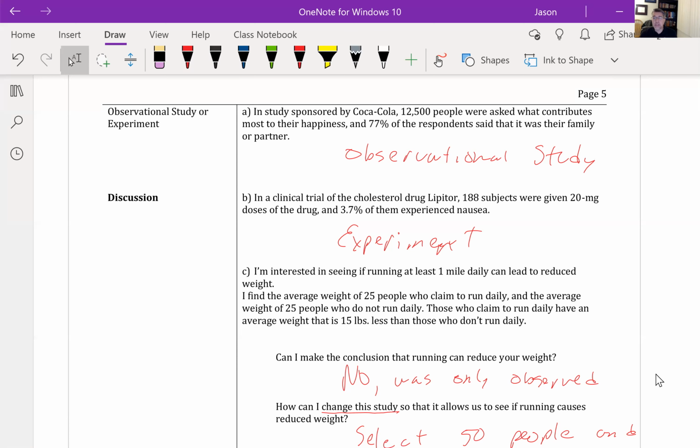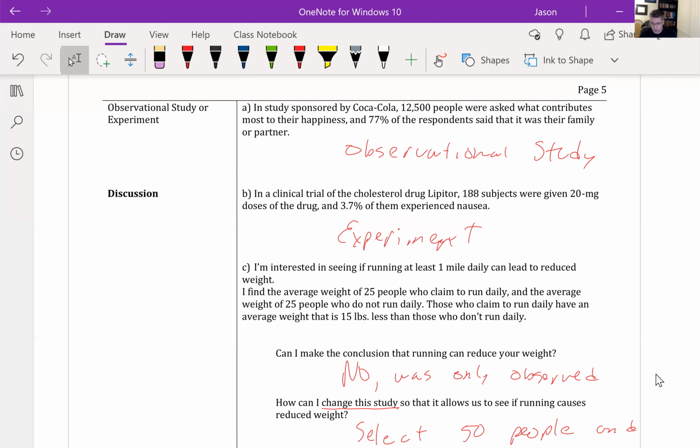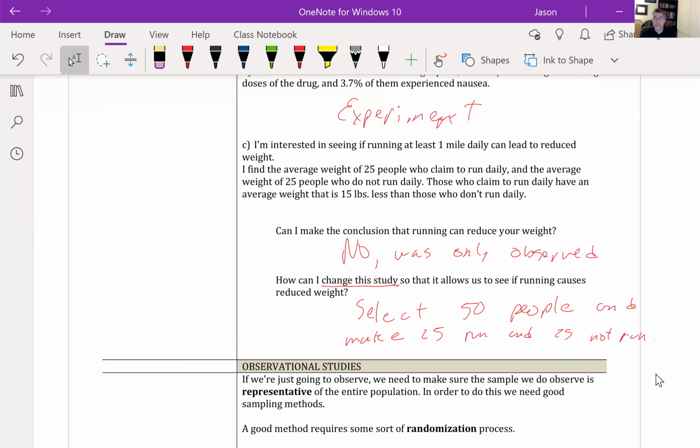How could I change the study to an experiment? I would select 50 people and make 25 run and make 25 not run. The 25 that are running are called my experimental group, and the 25 not running would be considered my control group. And I would compare my control group to my experimental group.